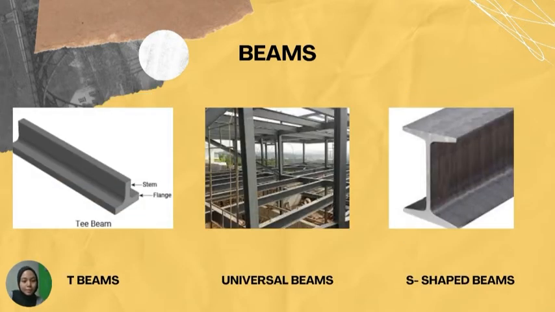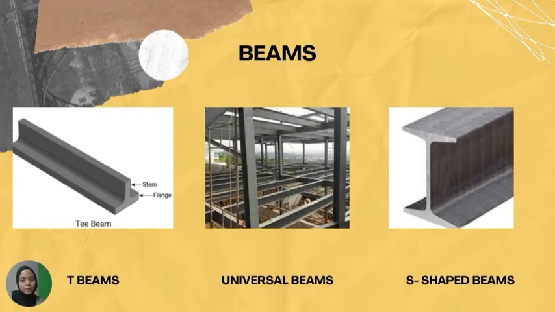Other than that is T-beams. A T-beam has a T-shaped cross-section with a flange and a vertical web, and they can withstand a large load. Next is universal beams, also called H-beams or I-beams, which include two horizontal elements called flanges. These allow them to resist bending moment because they are connected by a vertical element or web that resists force.